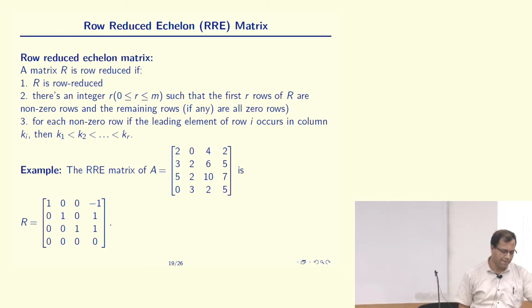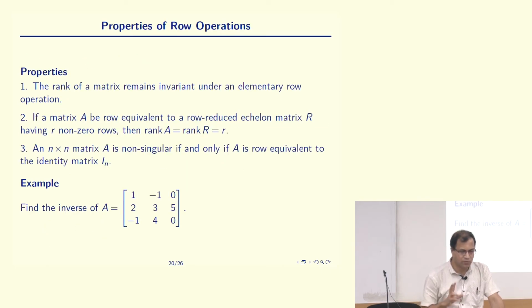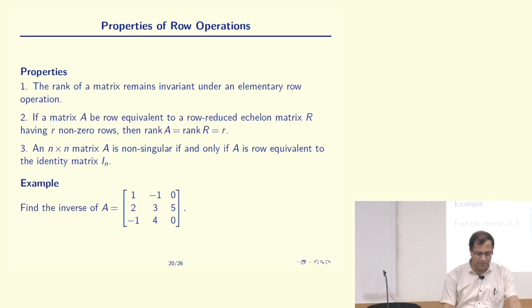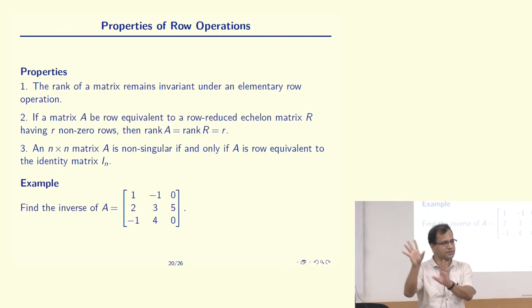So there are a few properties. I'll be quickly showing them. One property is that the rank of a matrix remains invariant under the elementary row operations. When you apply any elementary row operation, the rank of the original matrix doesn't change. Okay.